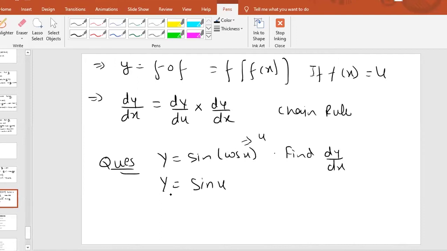Now what we have to do? We have to differentiate this u with respect to x. We have assumed u equal to cos x. Differentiating this with respect to x, du by dx is equal to minus sin x, because the differentiation of cos x with respect to x is minus sin x. Then we use the concept that dy by dx is equal to dy by du into du by dx. So du by dx is minus sin x.